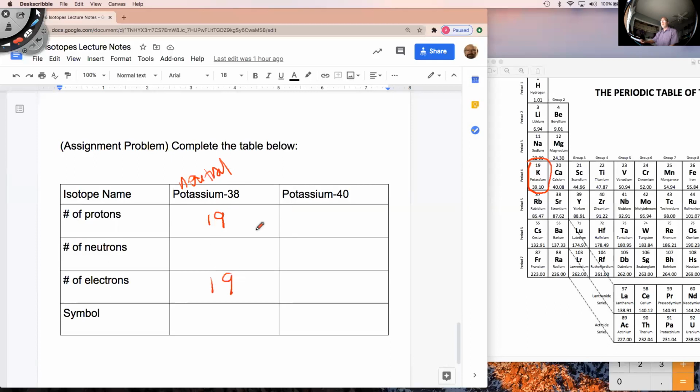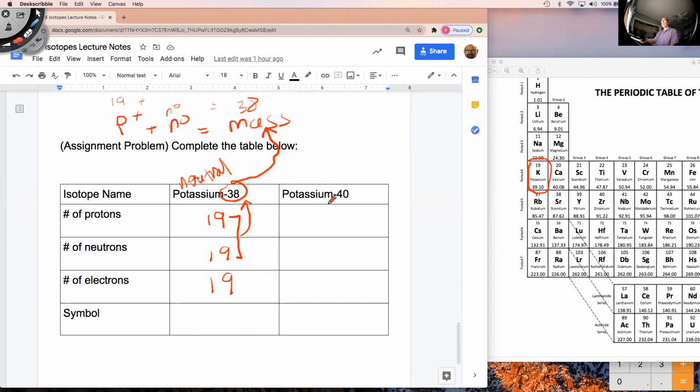All right. So now what we have to do is figure out, how do we find the number of neutrons? Remember, the protons plus the neutrons equals the mass. This number here is the mass. So what plus 19 equals 38? We could say 19 plus number of neutrons equals 38. We'll find out our answer is 19. Now we can double check our work by adding the protons and neutrons together and seeing that it equals 38.